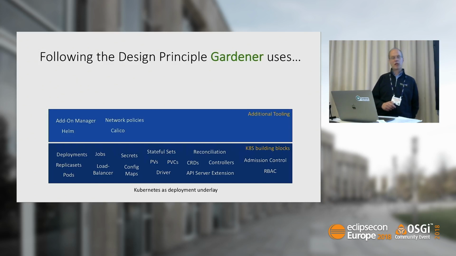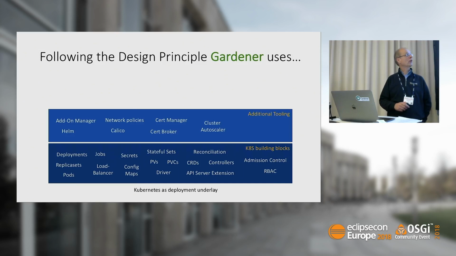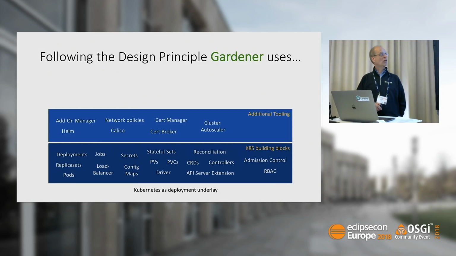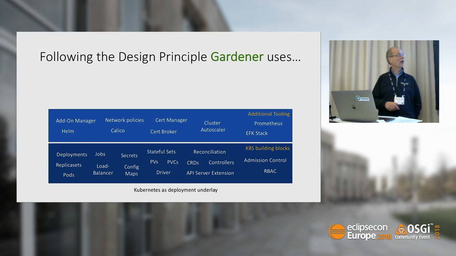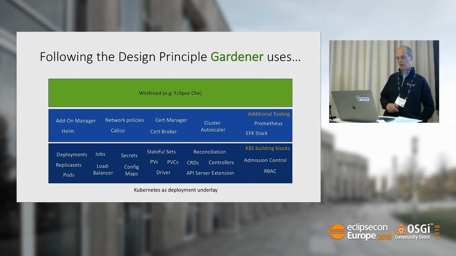We use Calico for the overlay networks, network policies to tighten security. And for managing all the certificates, we use cert-manager and cert-broker. And we use Cluster Autoscaler to do the autoscaling, both horizontal and vertical pod autoscaling, and also node autoscaling. And for monitoring, we use Prometheus, and for logging, we use a standard Elasticsearch stack. On top of that, we have the workload. So in the demo, you will see as a workload, we will deploy EclipseJ.